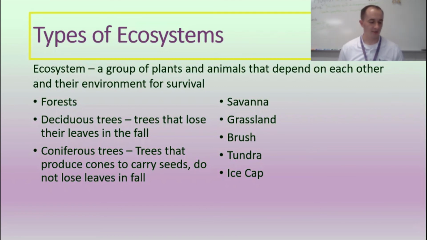So next we have savanna. Savanna is a park-like landscape of grasslands with scattered trees that can survive dry spells. Savannas are found in tropical areas with dry seasons. So when you think of Africa, this is often what you think of, large areas of lots of grass and trees scattered every once in a while. When you think of Lion King, you're thinking of savanna.